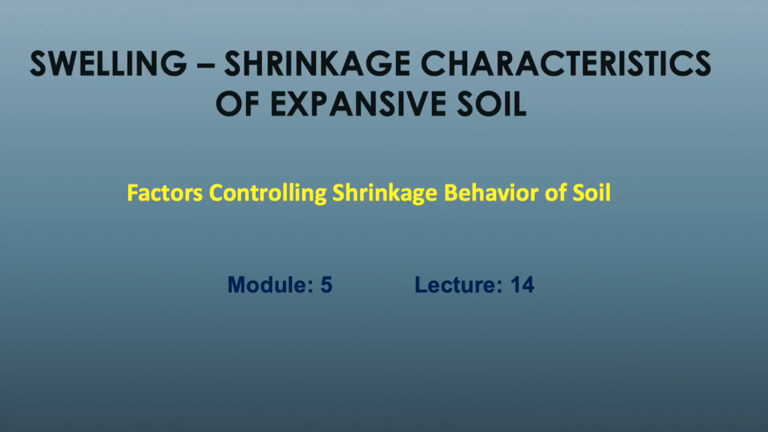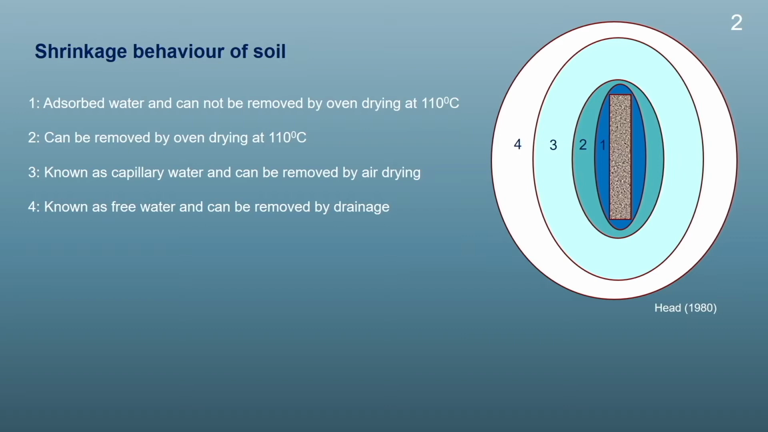Continuing with the swelling and shrinkage characteristics of expansive soil, today we will be learning the factors which control the shrinkage behavior of soil. So this will be lecture number 14 of module 5. In this class we will be learning about the different factors which control the shrinkage behavior of the soil. When we say shrinkage of a soil, that means the reduction in the volume of the soil due to change in the water content.